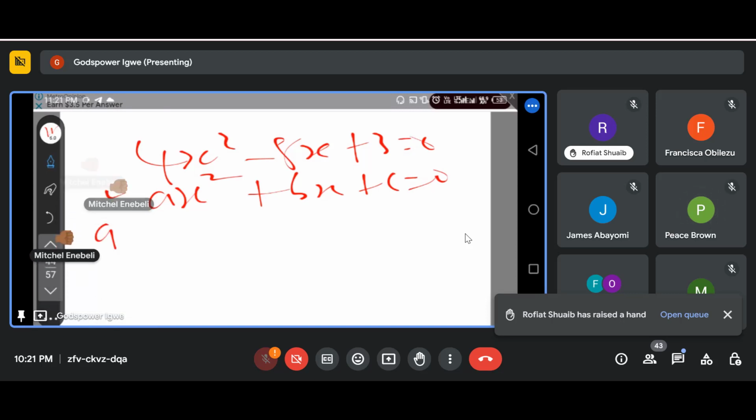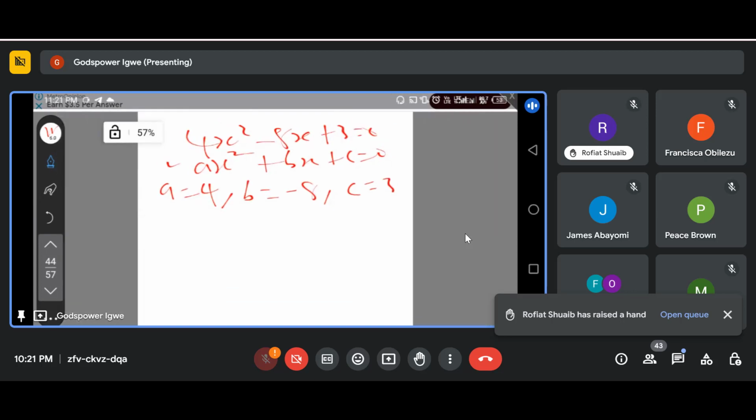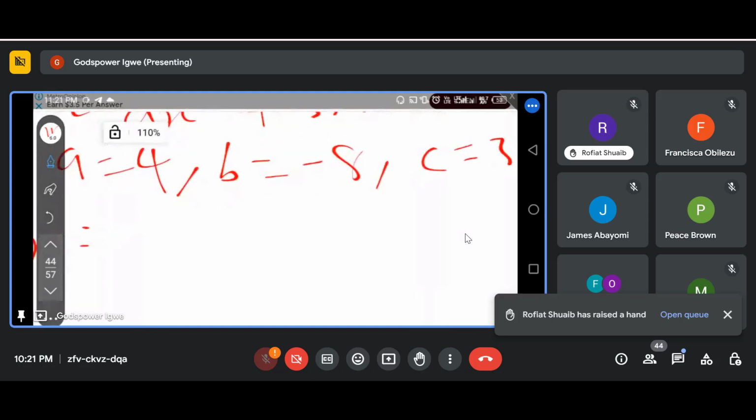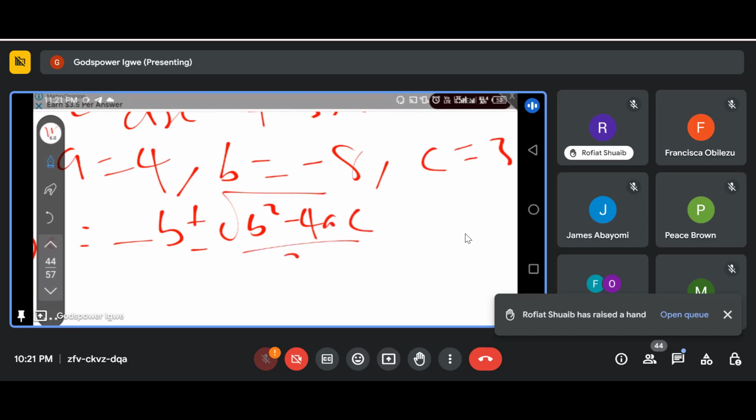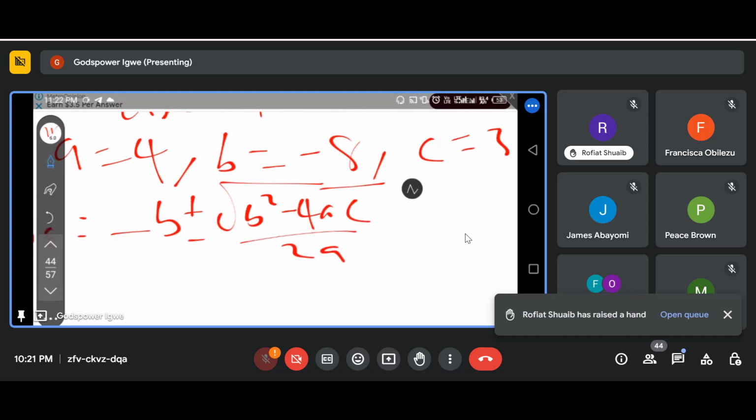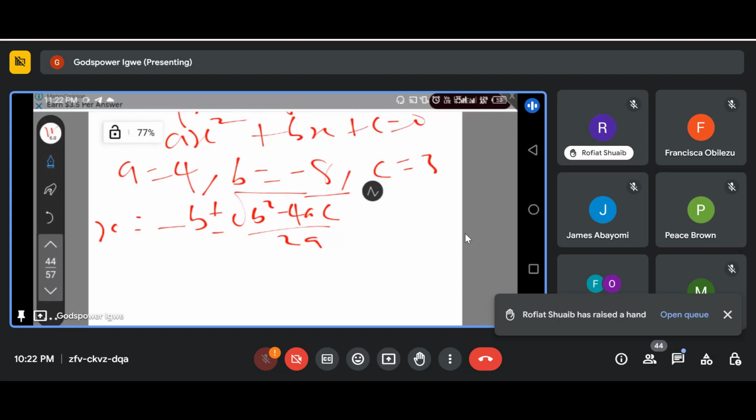Okay, fine. So our A here is equal to what? 4. And our B here is equal to what? Minus 8. And then our C is equal to positive 3. And this is the quadratic formula: x is equal to minus B plus or minus the square root of B squared minus 4AC, all over 2A. So what is our B? Our B is minus 8.